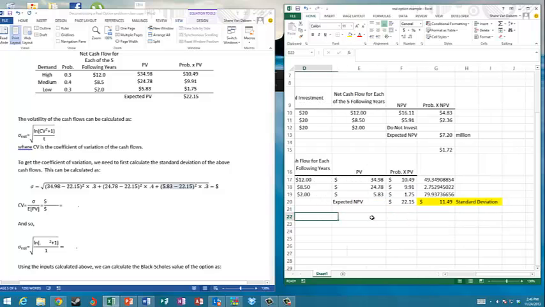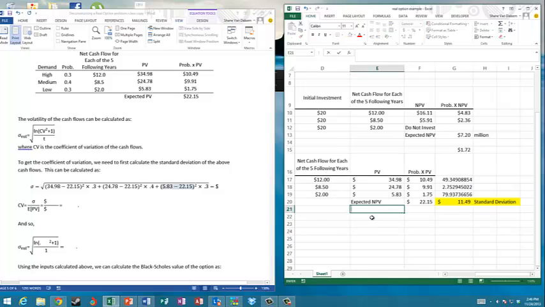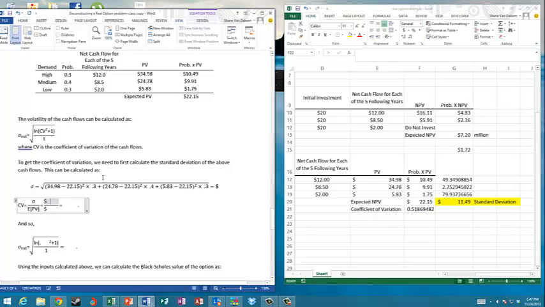So my coefficient of variation is calculated as the standard deviation divided by the expected NPV. So I get 0.5186. So that's my coefficient of variation: 11.49 divided by 22.15. And so it's again 0.5187 on that.